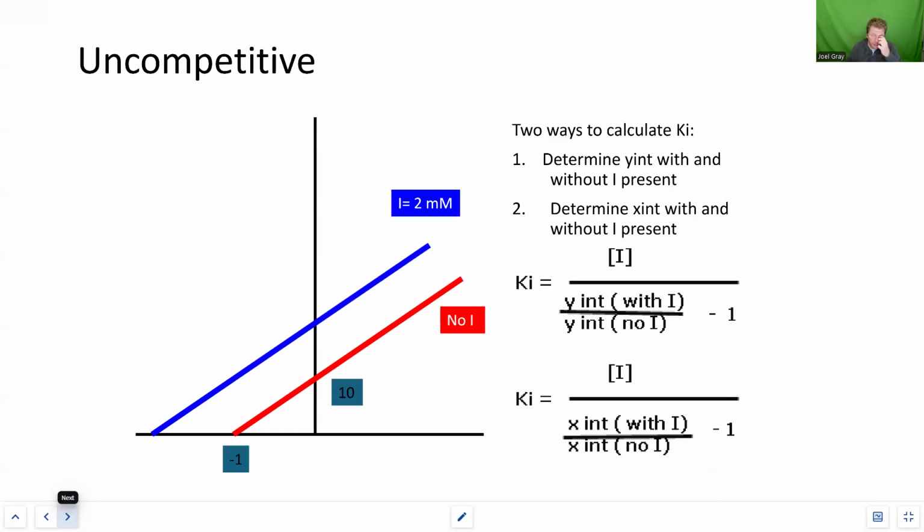And then you could calculate the Ki. So again, your Ki is effectively your measure of affinity that your enzyme has for that inhibitor versus the substrate. So if you have a very high Km, that means your enzyme has a very low affinity for your substrate. If you have a very low Ki, that means your enzyme has a very high affinity for your inhibitor.